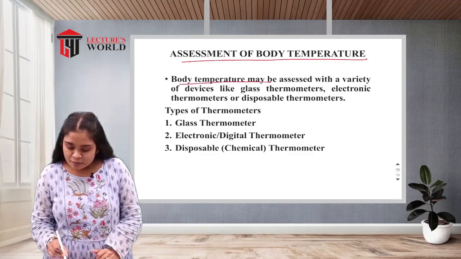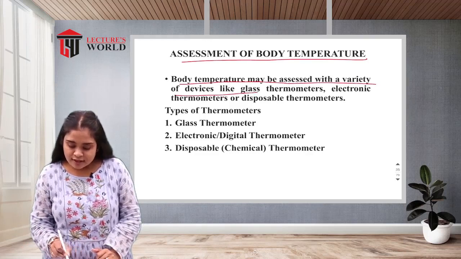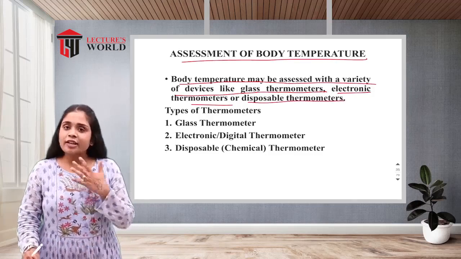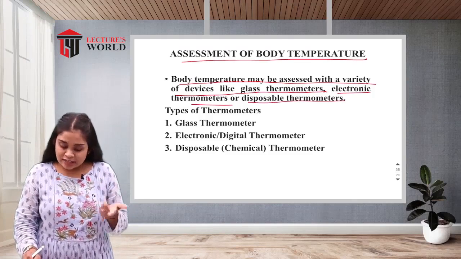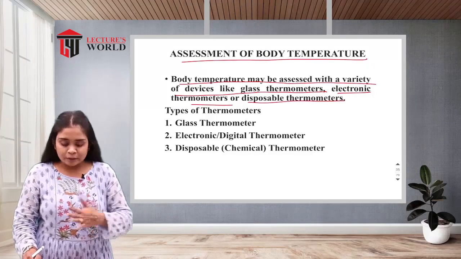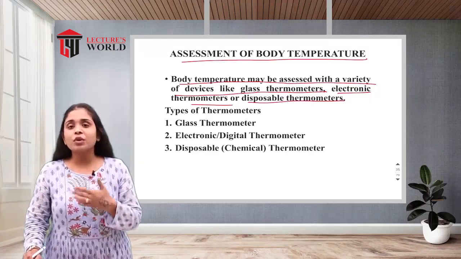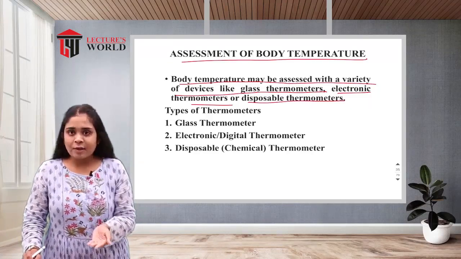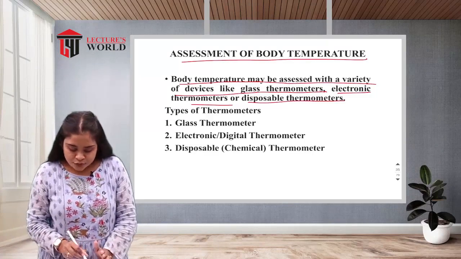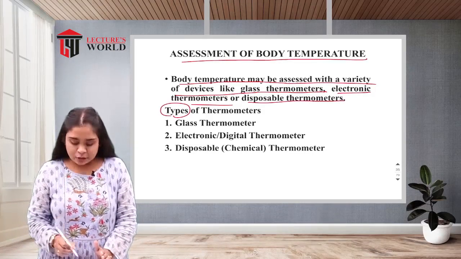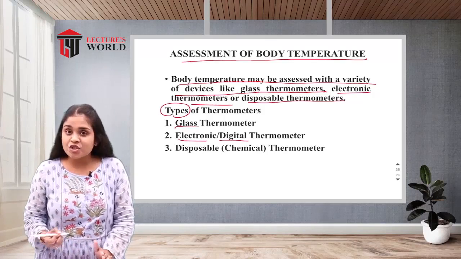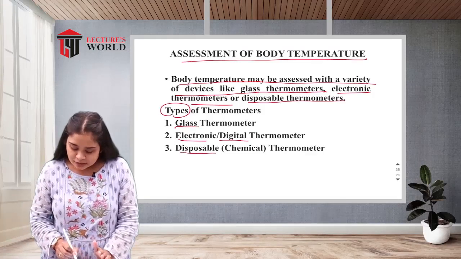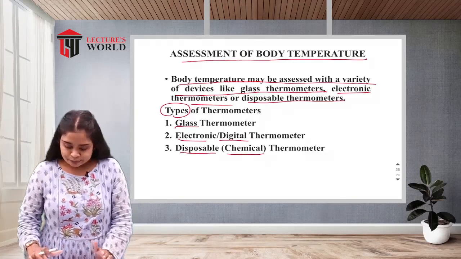Body temperature may be assessed with a variety of devices like the glass thermometer, electronic thermometer, or the disposable thermometer. A variety of thermometers are available in the market. As you can see, there are the glass thermometer, electronic thermometer, and the disposable thermometer. These are the devices we have to use while assessing the temperature of the patient. So the types are the glass thermometer, the electronic or digital thermometer, and third, the disposable, which is also a chemical thermometer.